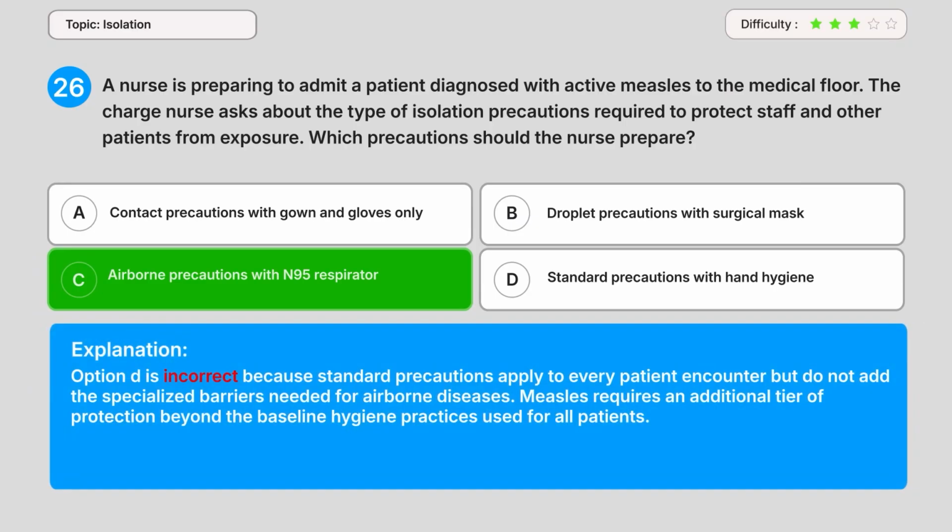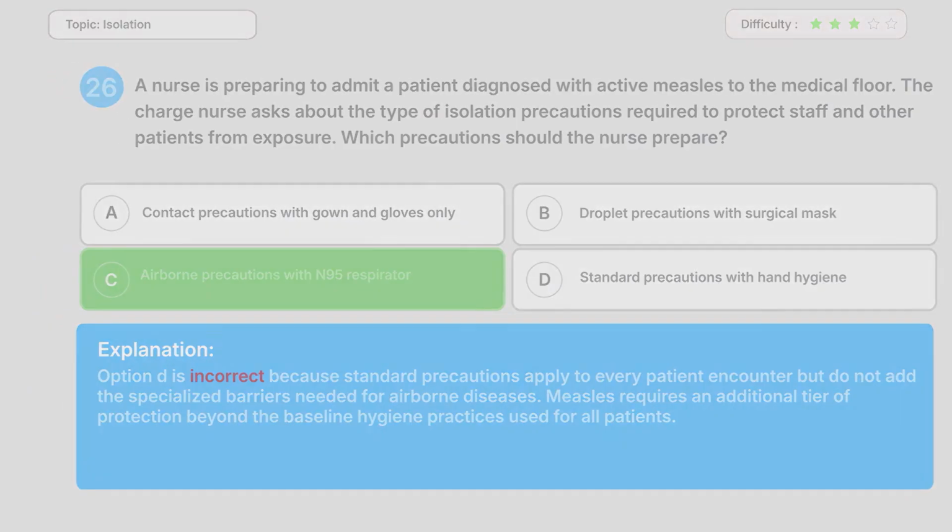Option D is incorrect because standard precautions apply to every patient encounter, but do not add the specialized barriers needed for airborne diseases. Measles requires an additional tier of protection beyond the baseline hygiene practices used for all patients. Measles is airborne, just like tuberculosis, varicella, and disseminated shingles.